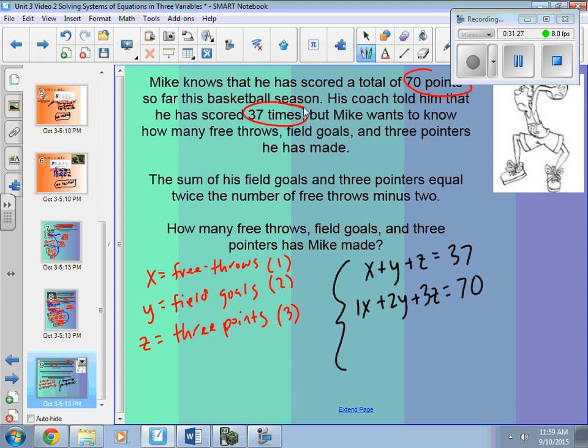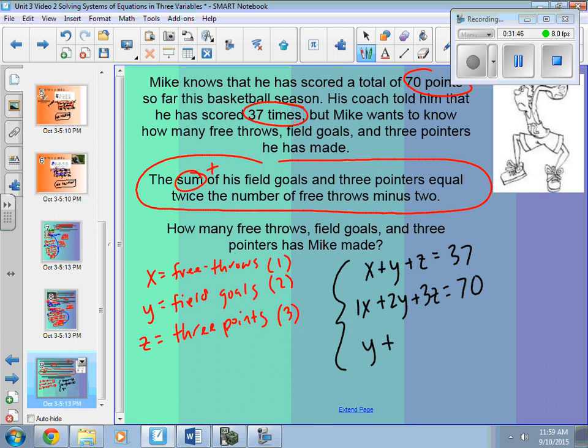I think we got one more thing we could figure out with this one. It says the sum of the field goals and three-pointers equals twice the number of free throws minus 2. So let's go through and see if we can do that. Field goals is Y. Remember, that's our plus one. So plus three-pointers, we're using Z for three-pointers, equals twice, 2 times, the number of free throws minus 2. So the free throws we're using X minus 2. Now we got 3 equations, 3 unknowns.